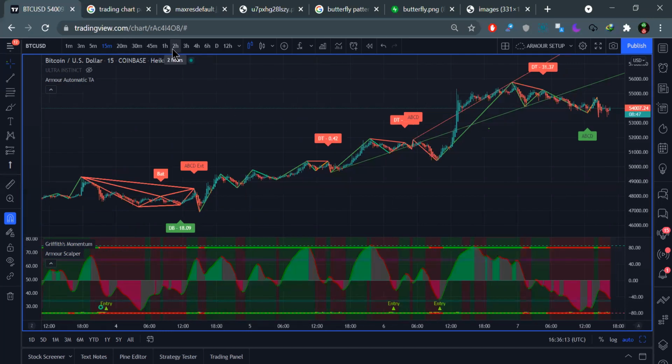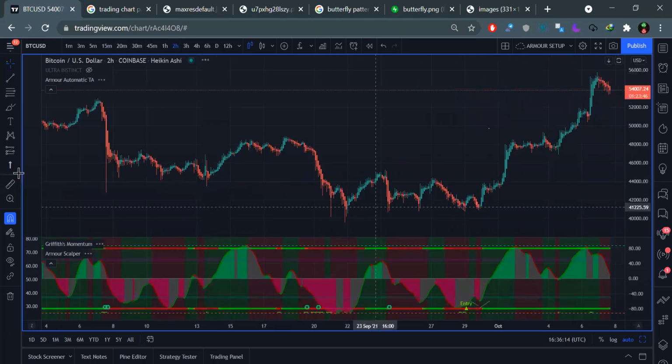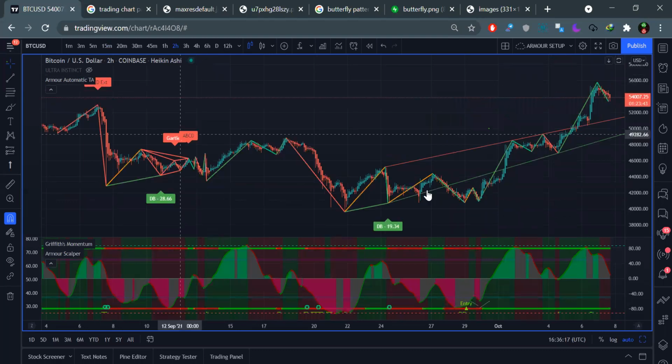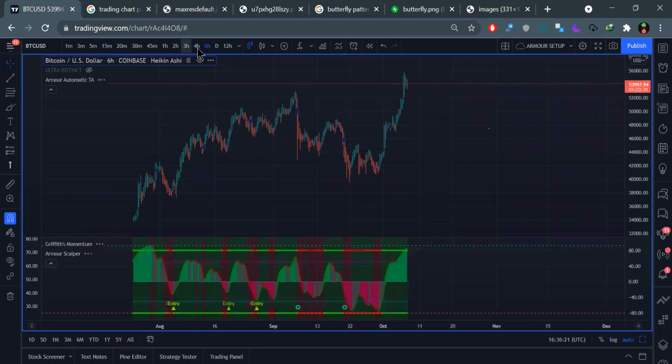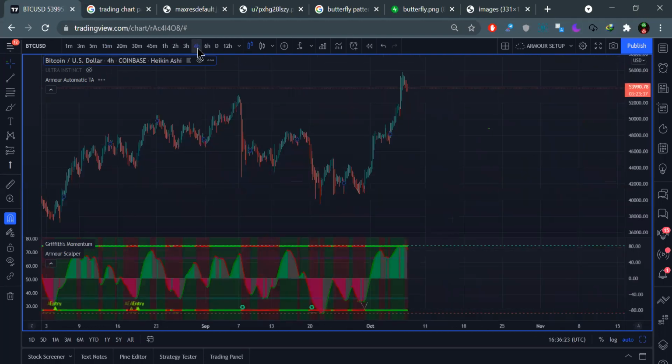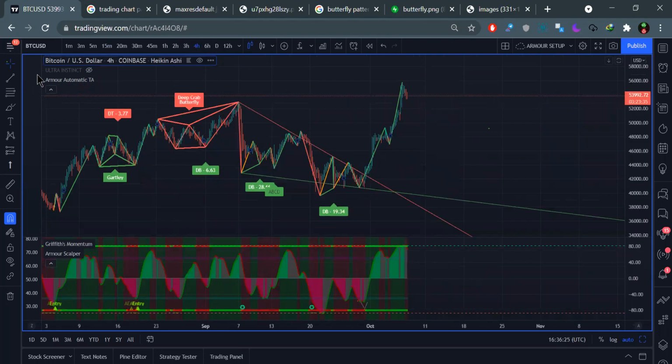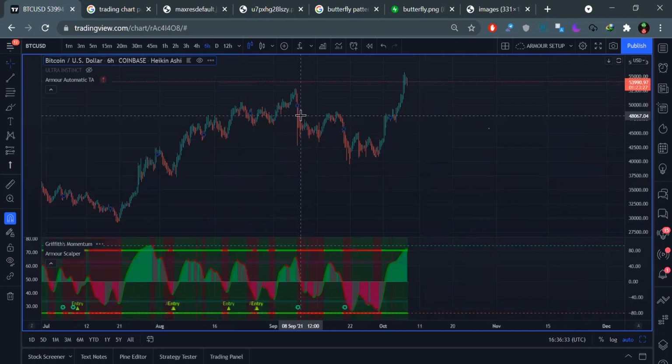Let's move on to 2 hours. So that's pretty much it. These lines are really, really amazing if you know how to use them wisely. You don't need to draw anything from now on. Just forget about drawing. That's going to be a huge help. Seriously, no more headache for drawing patterns.